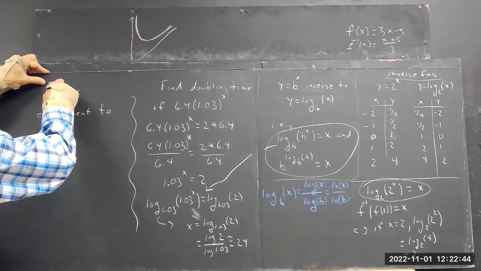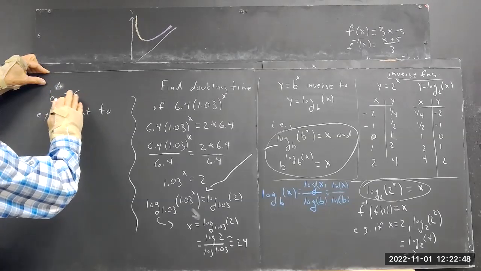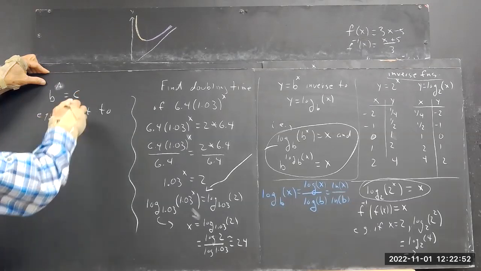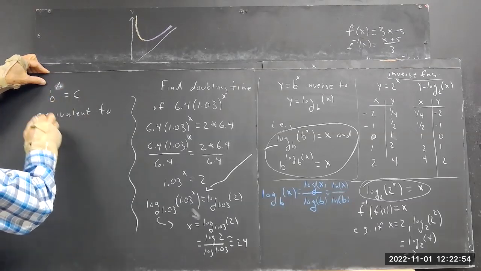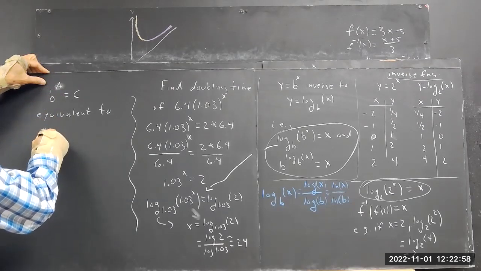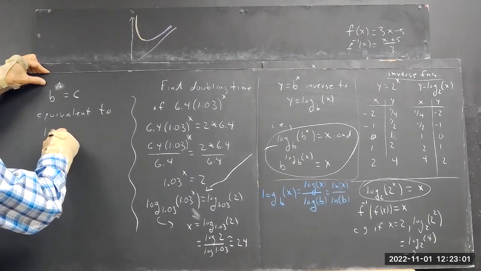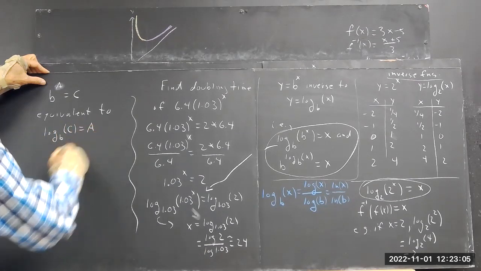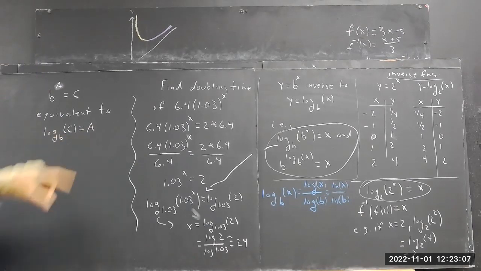I'm not even going to use x, I'm going to use a. I've got a capital C there. b to the a equals c is equivalent to what? Log base b of c equals a.